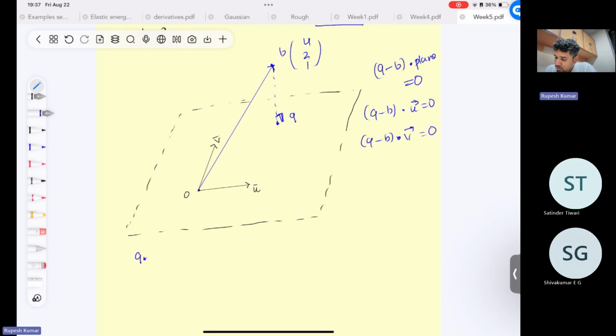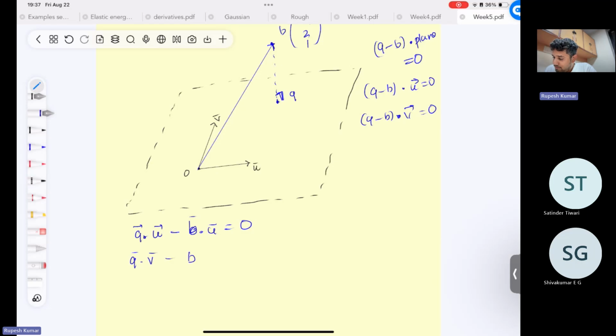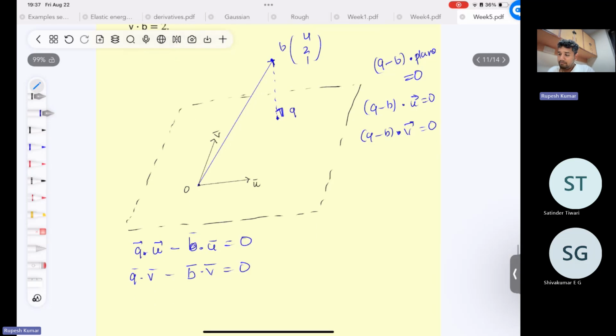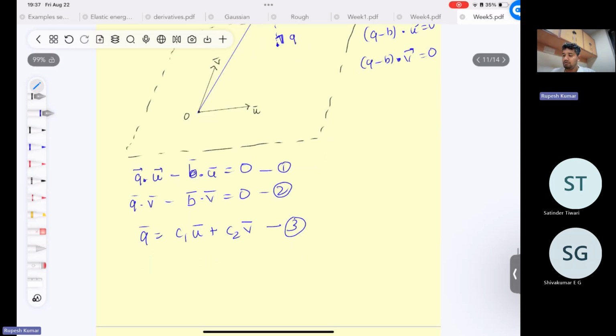So now just try to get to something from here. So Q dot U minus B dot U is equal to 0, and again, Q dot V minus B dot V equals 0. Now Q is in the plane spanned by U and V. So we have these two equations that we know. The third equation that we know is Q is essentially C1U plus C2V. How are we able to say equation 3? Can anyone explain why we can write this third information?